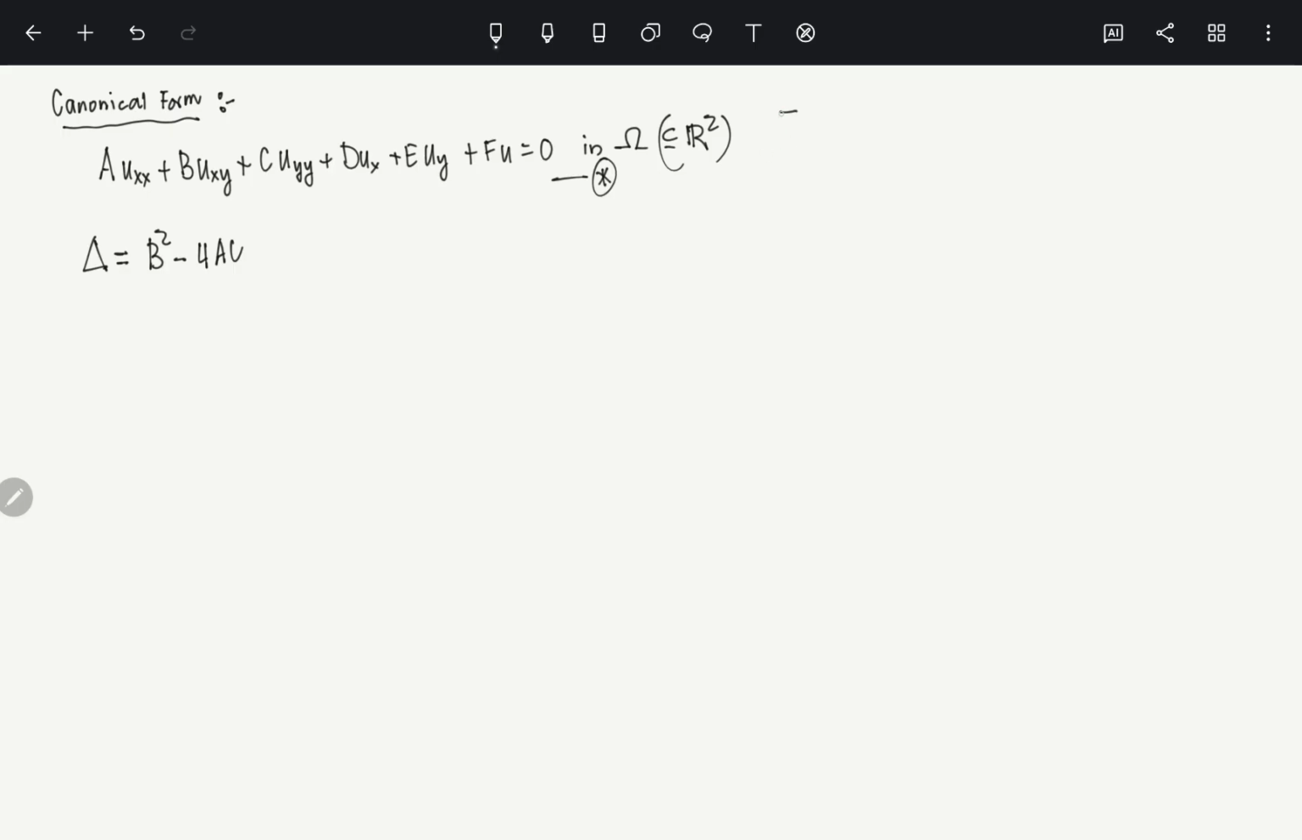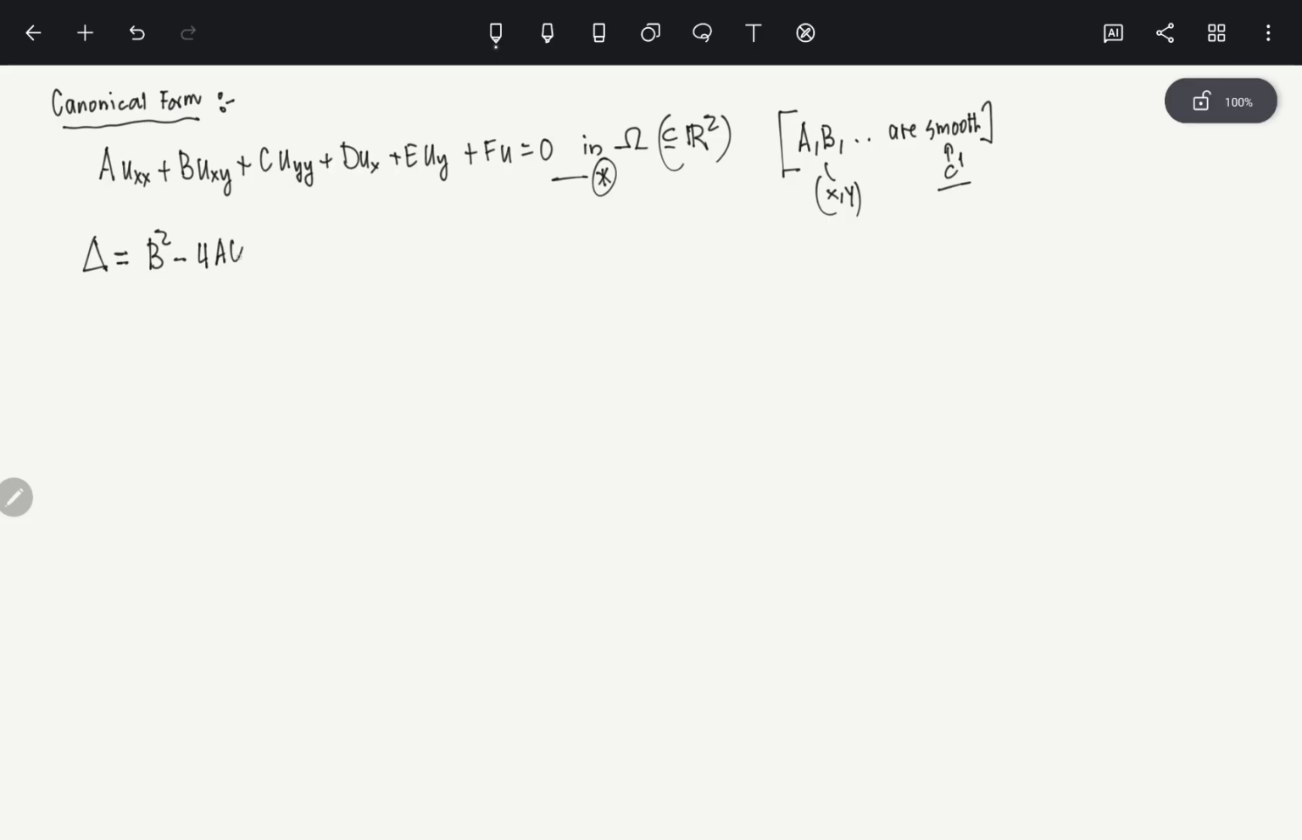It is given that all these coefficients are smooth. Smooth means they are at least continuously differentiable. These are functions of x and y: a, b, c, d, e, f are all functions of x and y. When I say they are at least C1, it means that all the partial derivatives exist. So a_x exists, a_y exists, b_x exists, b_y exists, and they are going to be continuous. So we are going to assume all that.